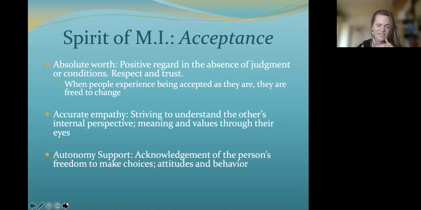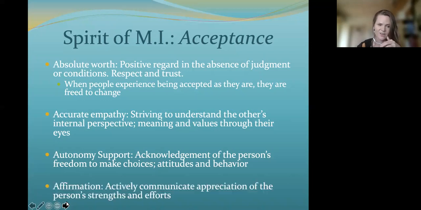So that's striving to understand the other's internal perspective, their meaning and their values through their eyes and on their terms. And accurate is an important distinction here, because one can be empathic and intend to be empathic, but it's not always so accurate if we haven't fully checked out where the patient is coming from. And then autonomy support, acknowledging that their freedom to make choices, it's their own attitudes, their own behavior, you're not putting it on them. And the affirmation of actively communicating appreciation for their strengths and efforts.